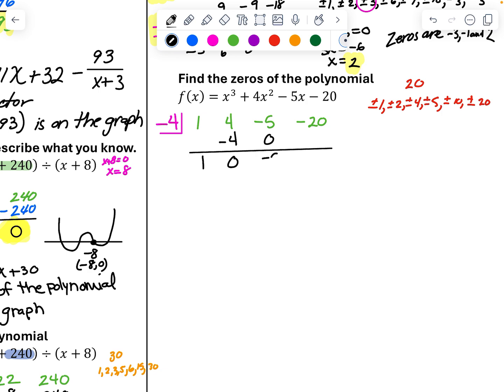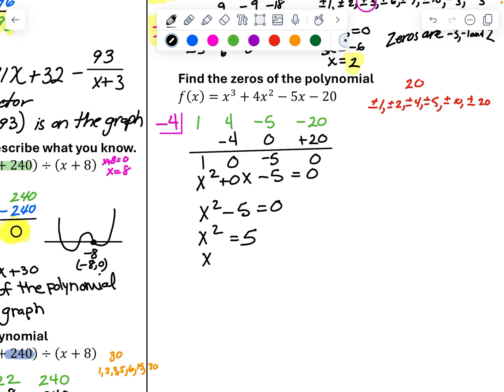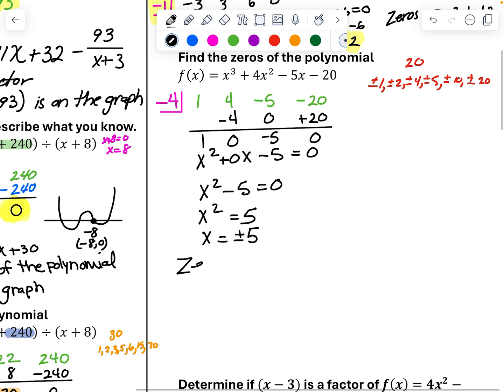multiply, add, multiply, add, multiply, add. I got 0 at the end, so I have no remainder. This is x squared plus no x's minus 5 equals 0. X squared minus 5 equals 0. X squared equals 5. X equals a positive and a negative radical 5. So my zeros are -4 and positive and negative square root of 5.